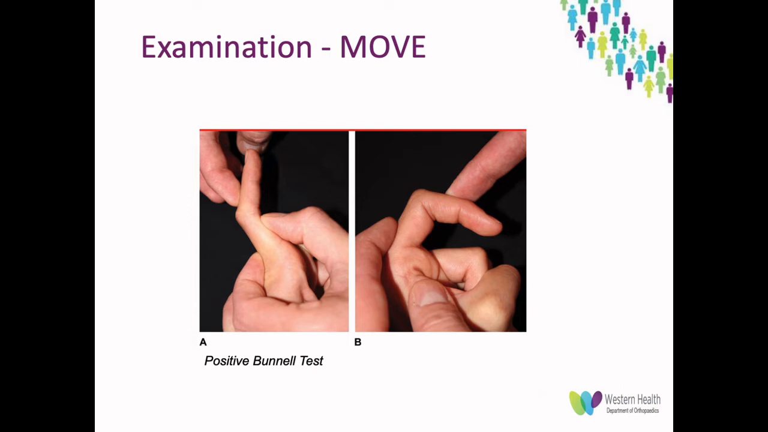Bunnell's test evaluates intrinsic tendon tightness by looking at the passive PIP joint flexion with the MCP joint both flexed and extended. A positive test occurs when PIP joint flexion is limited when the MCP joint is extended, which puts the intrinsics on stretch.